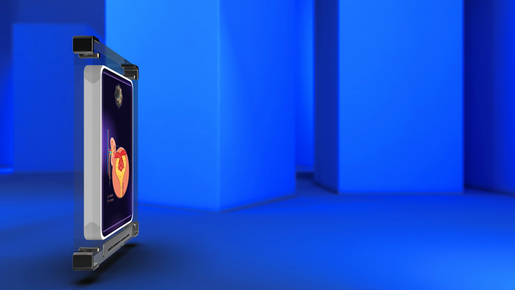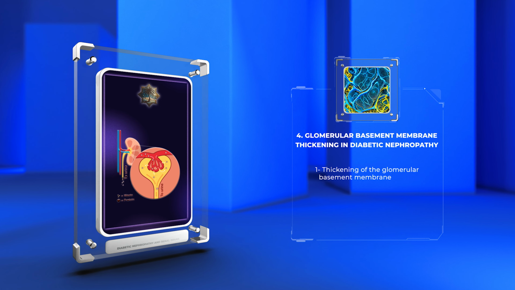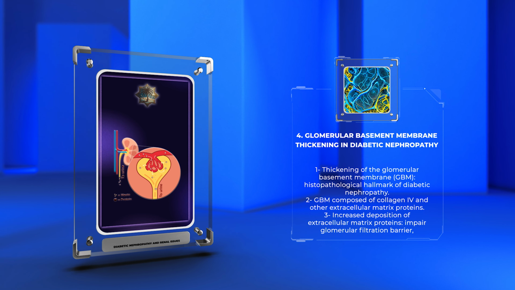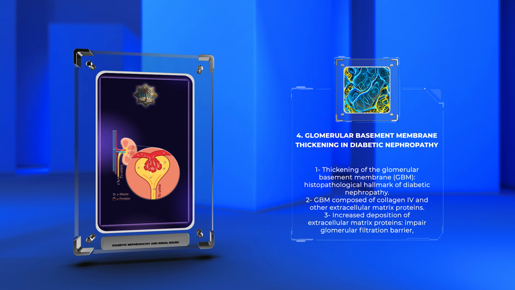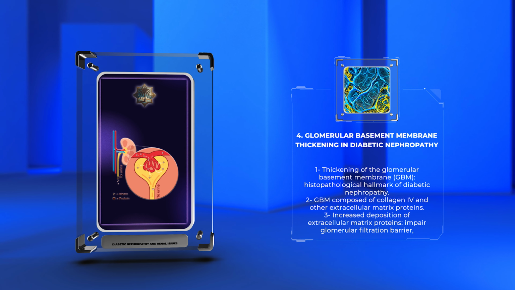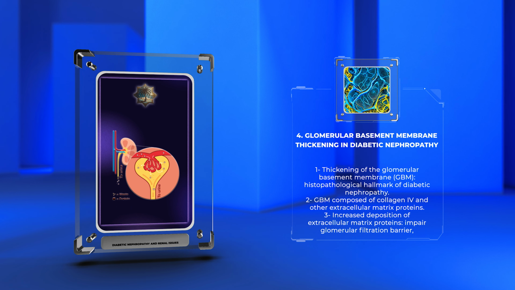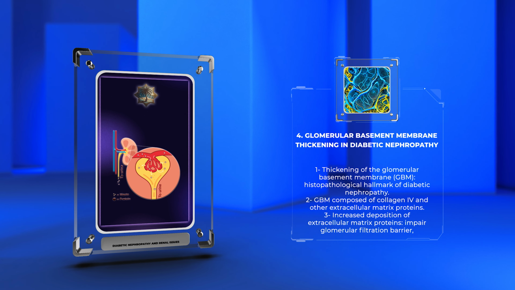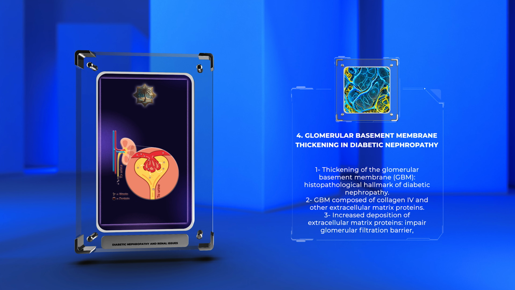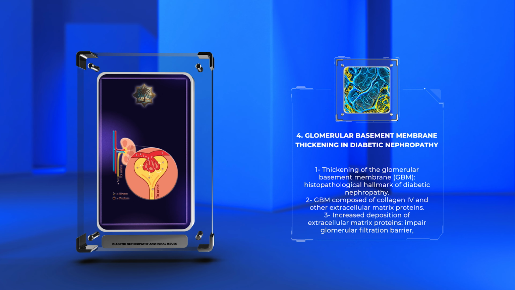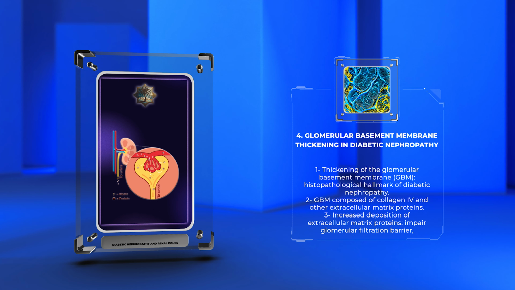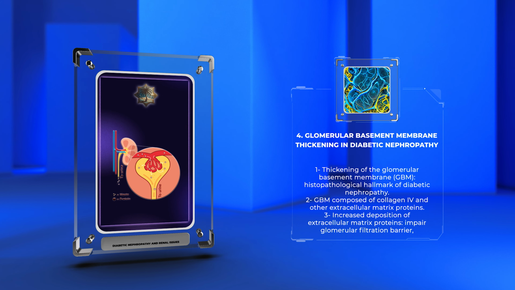One of the histopathological hallmarks of diabetic nephropathy is the thickening of the glomerular basement membrane, GBM. The GBM is composed of collagen 4 and other extracellular matrix proteins. In diabetic nephropathy, the increased deposition of extracellular matrix proteins in the GBM leads to its thickening. This thickening impairs the glomerular filtration barrier and contributes to proteinuria, a common clinical manifestation of diabetic nephropathy.